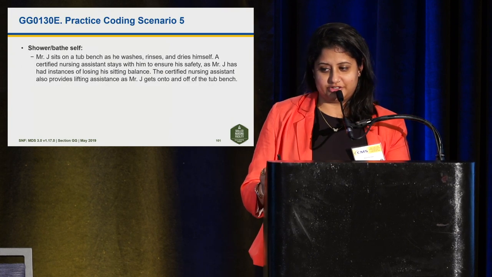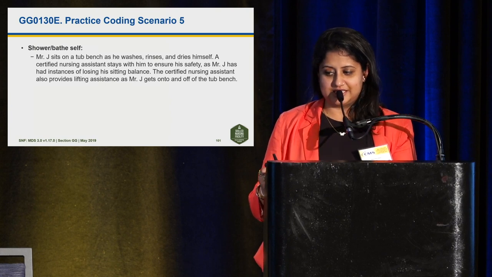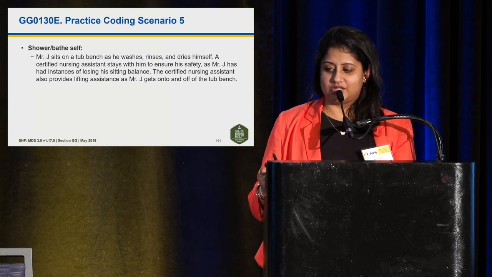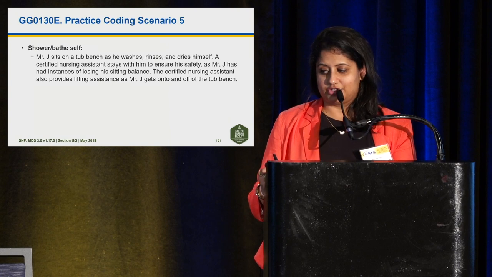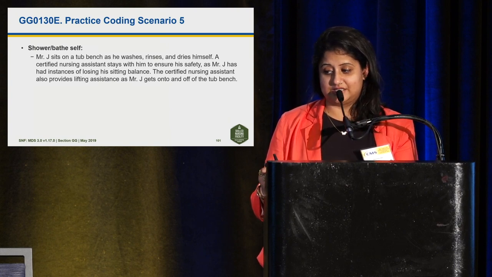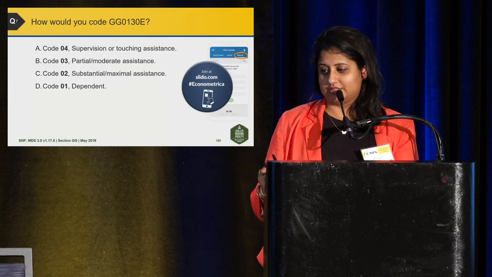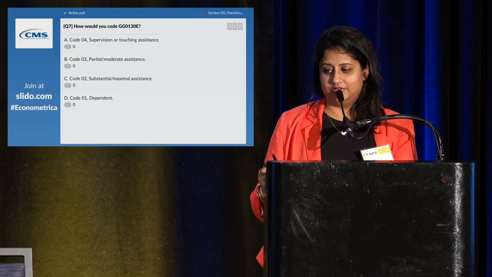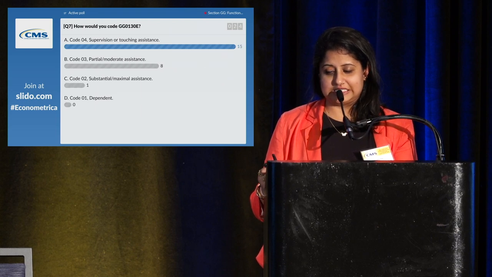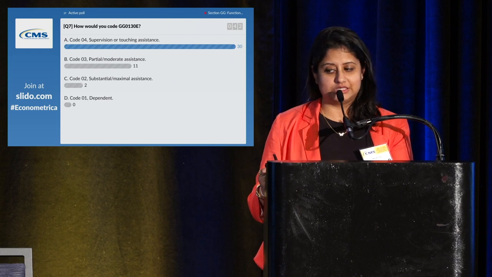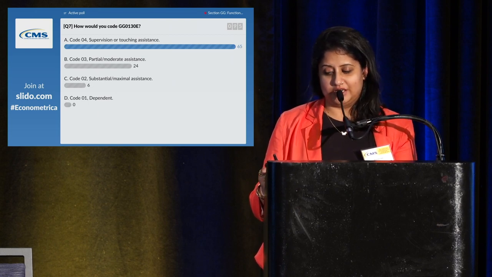So here's our practice coding scenario for GG0130E. Mr. J sits on a tub bench as he washes, rinses, and dries himself. A certified nursing assistant stays with him to ensure his safety as Mr. J has had instances of losing his sitting balance. The certified nursing assistant also provides lifting assistance as Mr. J gets onto and off of the tub bench. So how would you code GG0130E? Your answer choices are A, 04, supervision or touching assistance, B, 03, partial or moderate assistance, C, 02, substantial or maximal assistance, and D, 01, dependent.